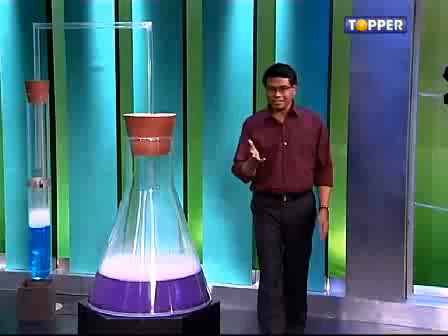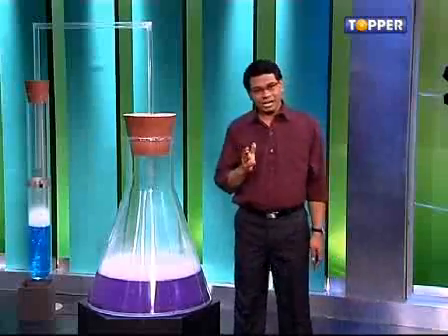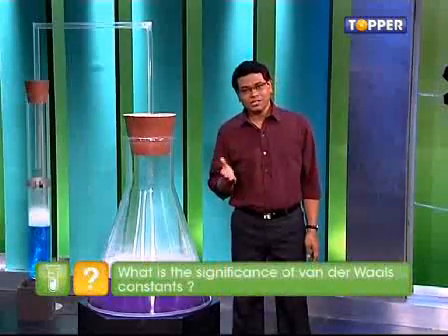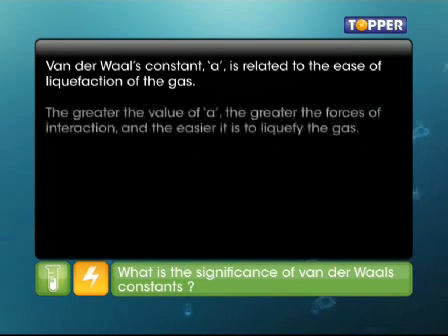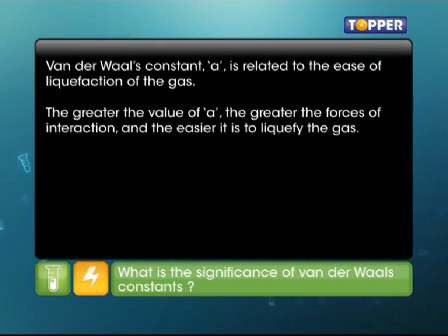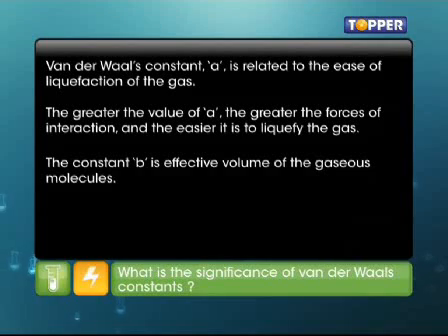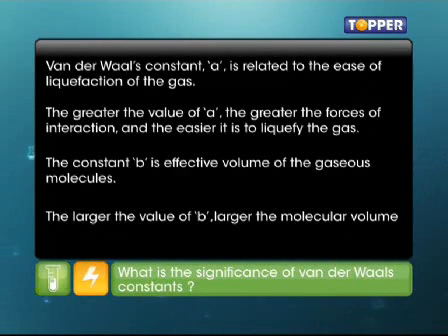I hope you have cracked the answer to the question I had asked you. What is the significance of van der Waals constants? Van der Waals constant a is related to the ease of liquefaction of the gas. Greater the value of a, the greater are the forces of interaction and the easier it is to liquefy the gas. The constant b is the effective volume of the gaseous molecules. Larger the value of b, larger the molecular volume.